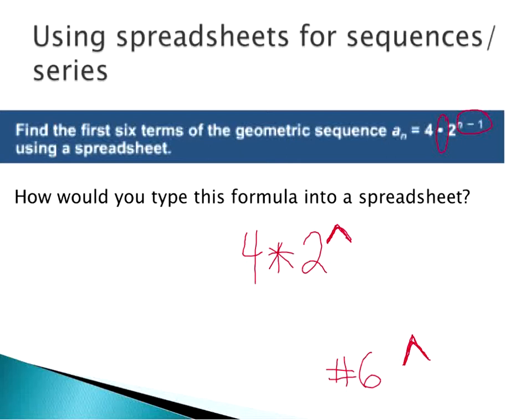And then the last part, I need the n minus 1, but I need that whole thing to be an exponent. So the way that you're going to tell the computer to make that whole thing an exponent is by putting it in parentheses, just like that.